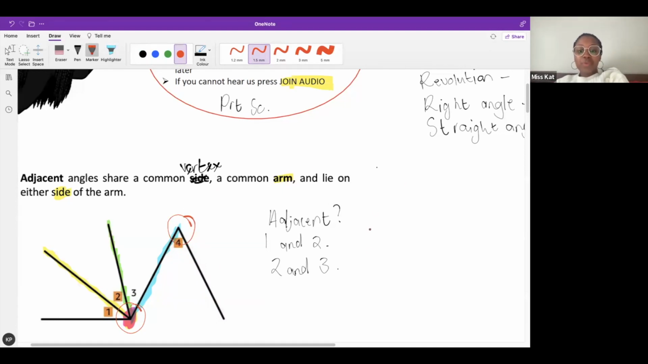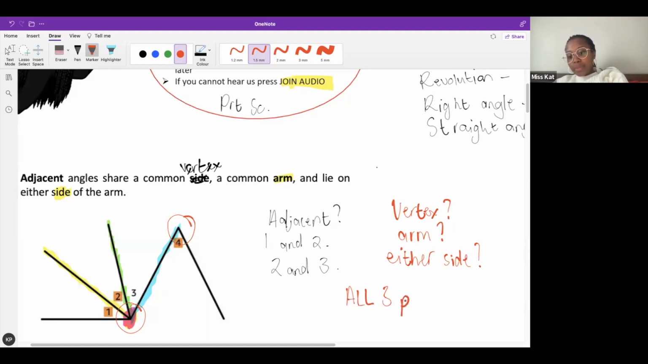So remember, when we ask you about adjacent angles, you need to check for all 3 properties. Do they share a common vertex? Do they have a common arm? And are they on either side of the same arm? If they meet all 3 properties, then they are adjacent.